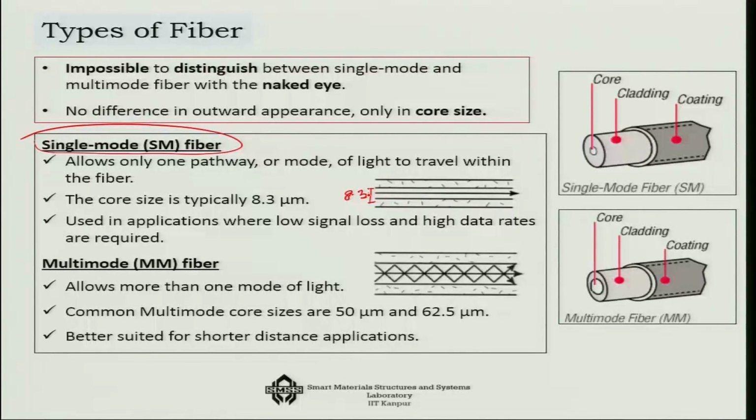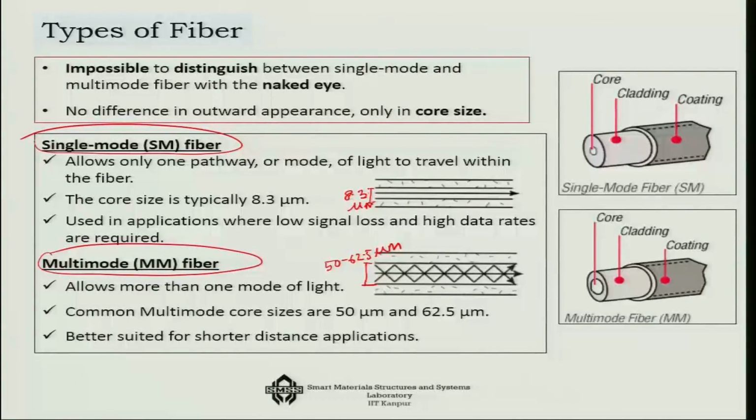This is applied for cases where you need very low signal loss and a high data rate, let us say for encrypted signals, bank security signals, etc. However, there is a more common multi-mode fiber, which has more than one mode of light, and the core size is larger, like 50 to 62.5 micron meter.